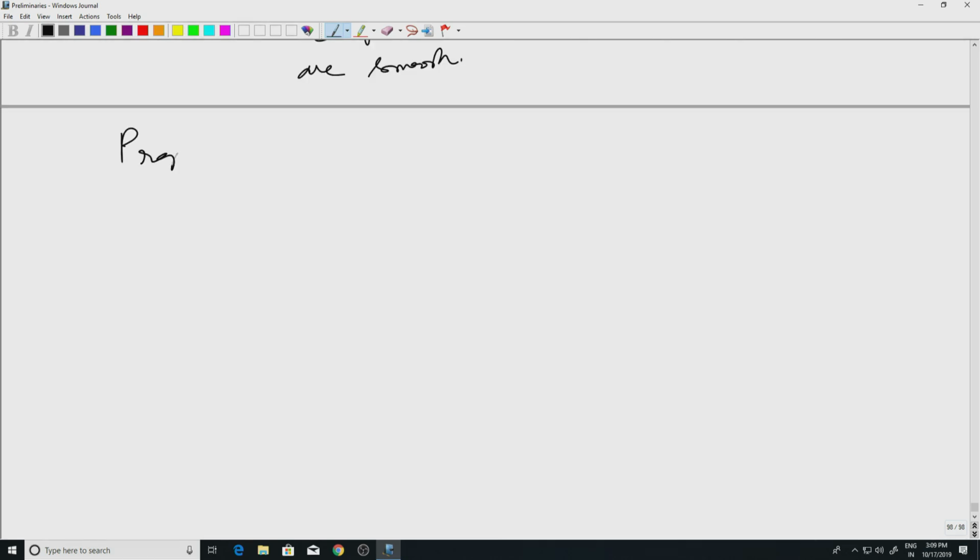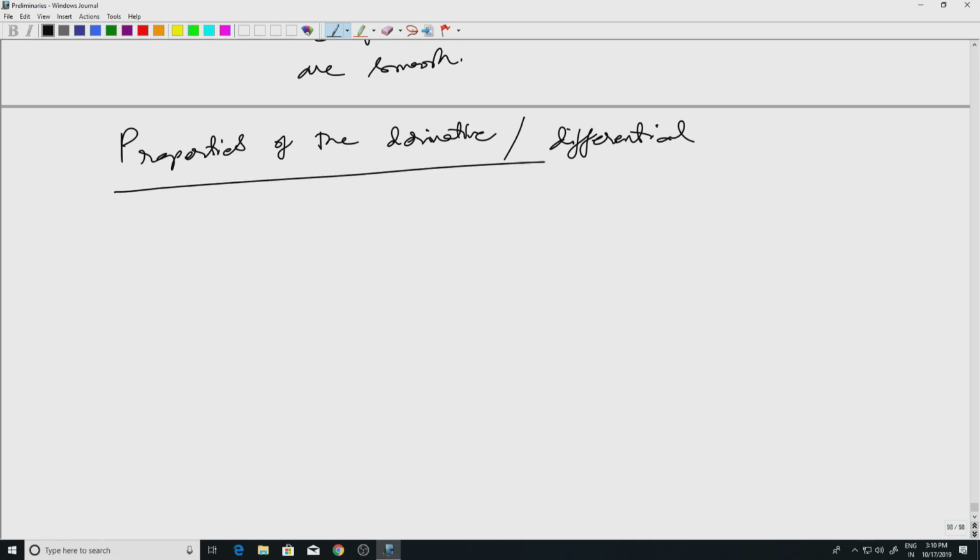Properties of the derivative. Sometimes I'll say it's the derivative, sometimes it's a differential, it's the same thing. The first thing is the chain rule.